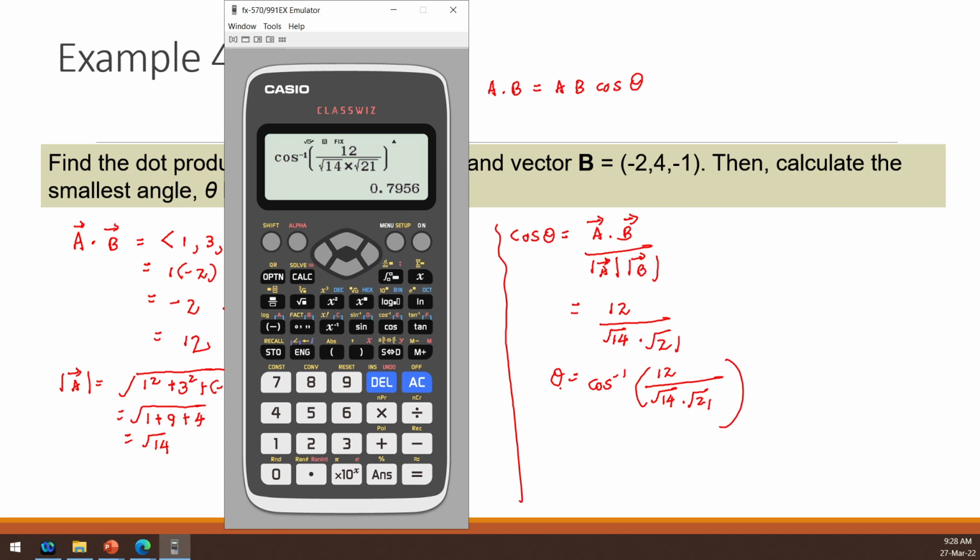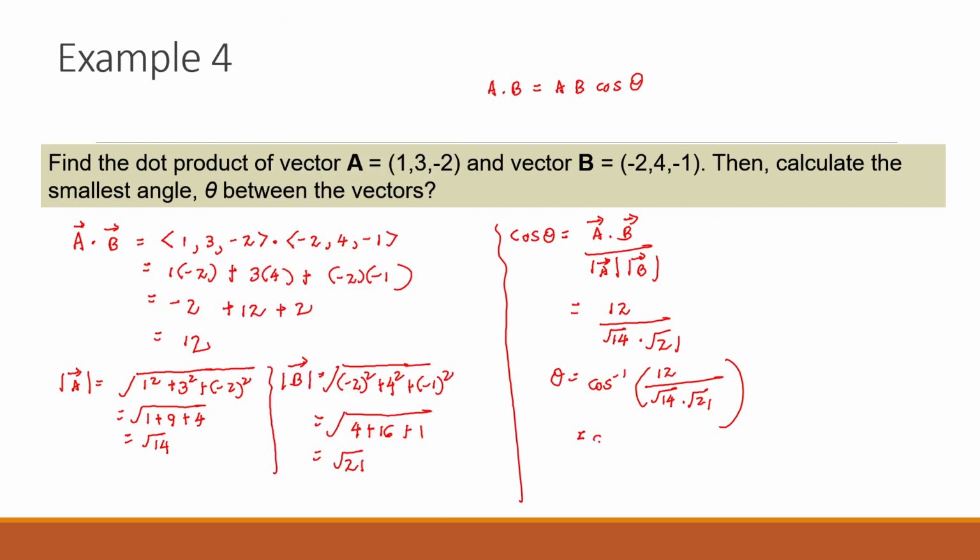So you get 0.7956 radian. Okay, we can check, that should be 12, correct?